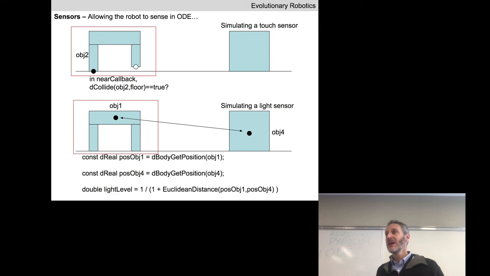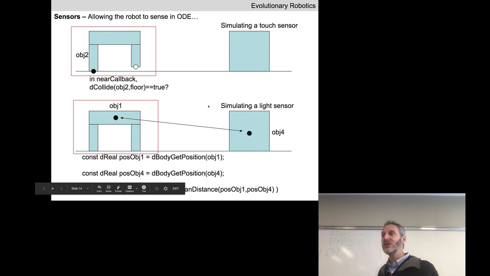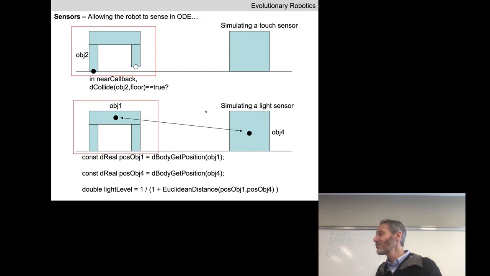ODE knows at every time step the position of at least the center of the object. So we might have to do a little bit of geometry if we want to compute the position of a light sensor on the top of the robot's back, but that's fine. We also know the position of this light. We can take the distance between these. You can compute the Euclidean distance. And on this slide here, we're taking 1 over 1 plus the Euclidean distance, which is actually also not quite correct.